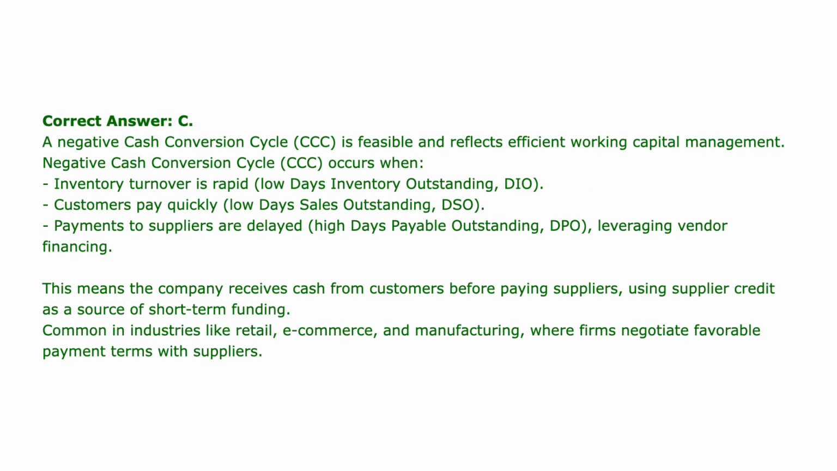A negative cash conversion cycle, CCC, is a real-world scenario where a firm receives cash from customers before it has to pay its suppliers. This is achieved through a combination of rapid inventory turnover, low DOH, and maximizing vendor financing, high DPO.